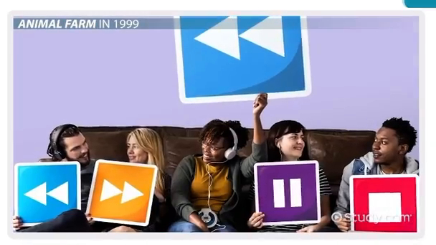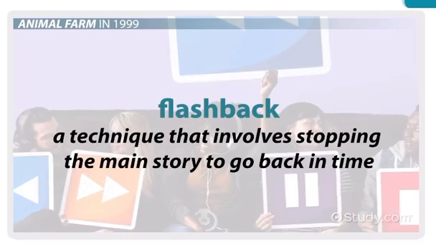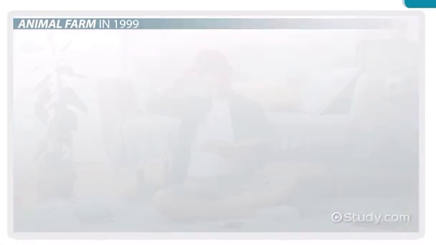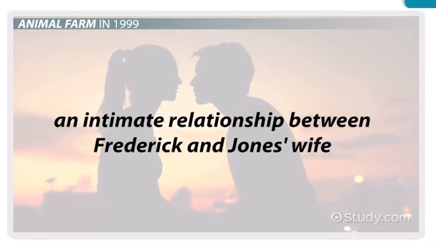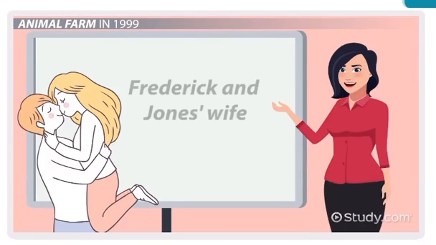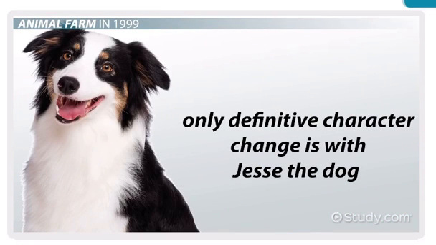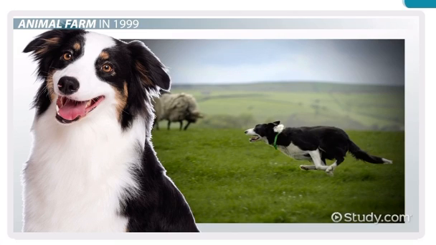The rest of the film is told in flashback, which is a technique that involves stopping the main story to go back in time. This isn't true of the original text. In the film, there's an intimate relationship between Frederick and Jones's wife, which isn't present in the novel and unnecessary to the main plot. The only definitive character change is with Jessie the dog, who serves as the film's narrator, and the mother of the puppies, who eventually become the guard dogs.